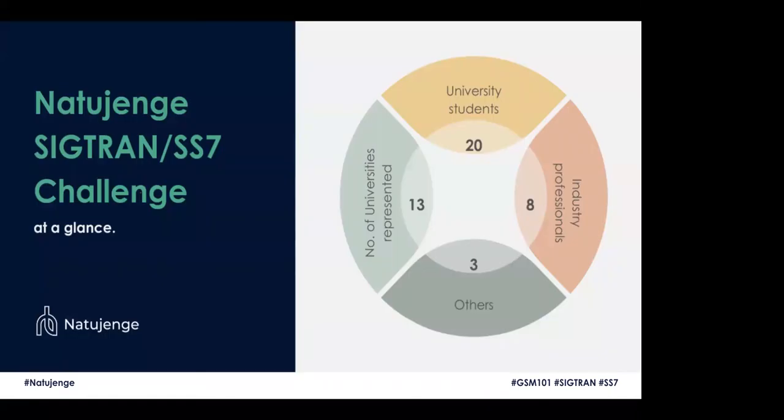Yes, we had about 31 registered members coming from over 13 universities. 20 of you are students, 8 of you are industry professionals, and we have 3 people who do not identify themselves with any of the categories. So we thank you guys for showing up, being there, taking that step to register, and we are excited.